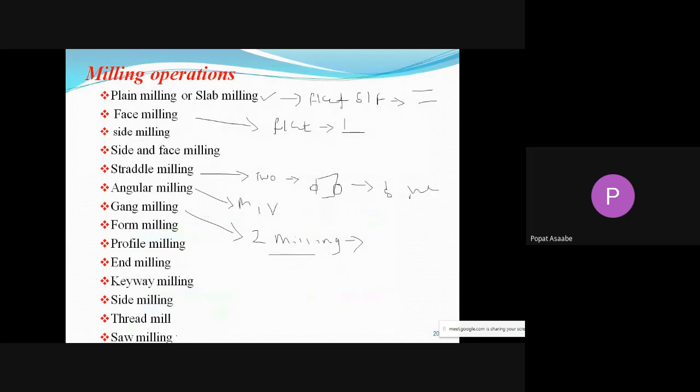Then again we have seen saw milling, used to produce narrow slots. Whenever we want to produce narrow slots or grooves on the workpiece with the help of the milling machine, we can use the saw milling operation. Then end milling is used to produce a flat surface on a workpiece, whether that workpiece is horizontal, vertical or angular. In any condition we can produce flat surfaces with the help of the end milling cutter. These are the simple operations we can perform with milling machines.